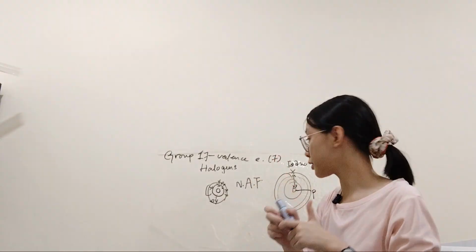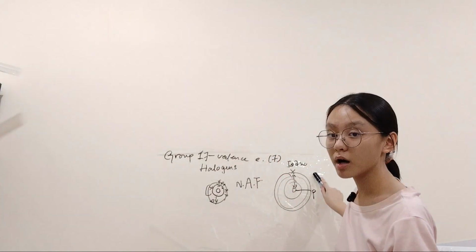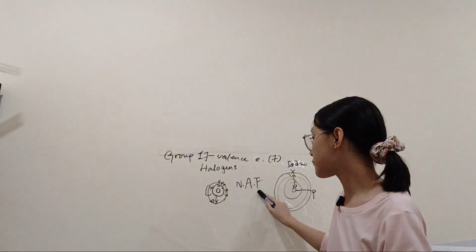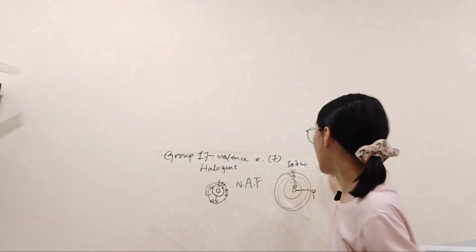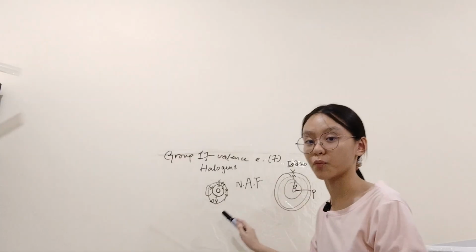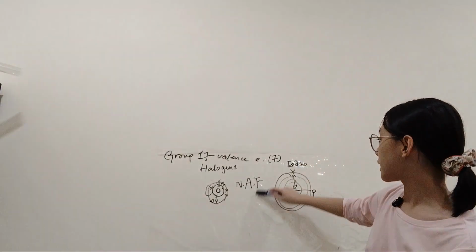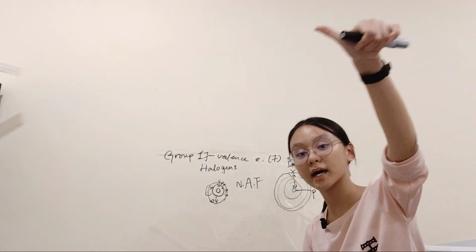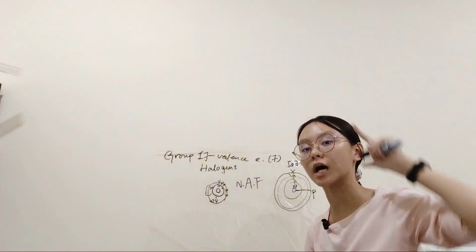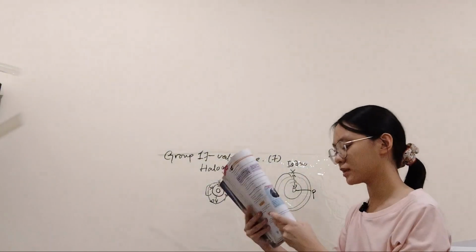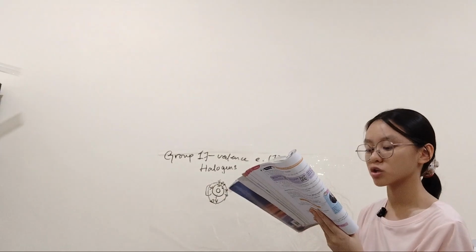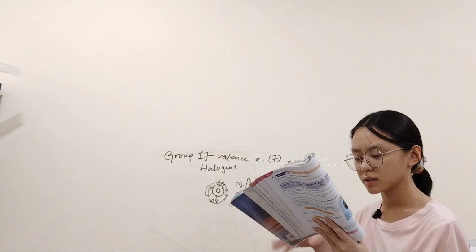Cool? We're cool here? The larger you are, the weaker your nuclear attraction force towards the valence electrons. Thus, you have a harder time trying to attract one extra electron to form either an octet or a duplet electron arrangement. Amazing.